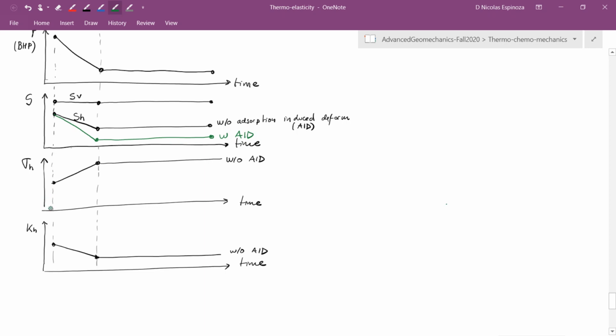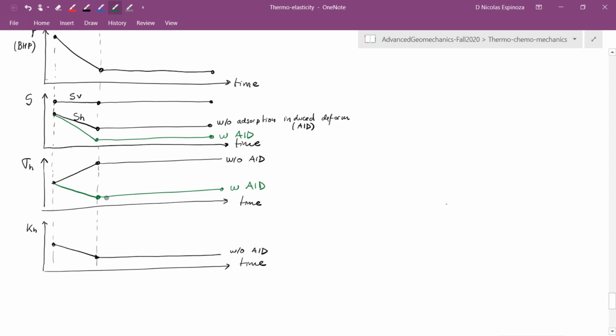What's going to happen to the effective horizontal stresses? The effective horizontal stresses sometimes could be less than what you predict without absorption-induced deformation, but sometimes may also go in the other direction and end up being lower than they were before. And this phenomenon again is caused by the shrinkage of the rock matrix as fluid desorbs from it. And what will happen to permeability?